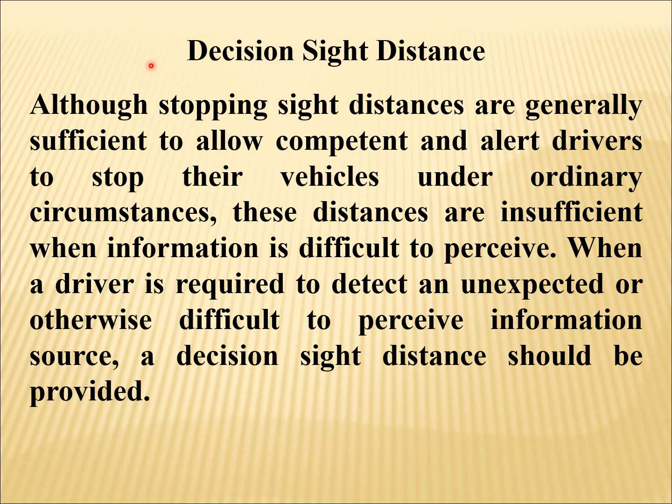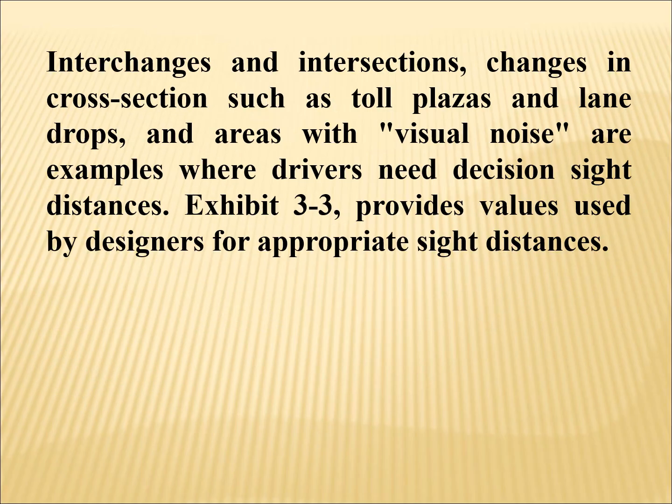So in the theory class, we started the topic of decision sight distance, and we came to know that when a driver is required to detect an unexpected or otherwise difficult to perceive information source, a decision sight distance should be provided. Interchanges and intersections, changes in cross section such as toll plazas and lane drops, and areas with visual noise are examples where drivers need decision sight distances.